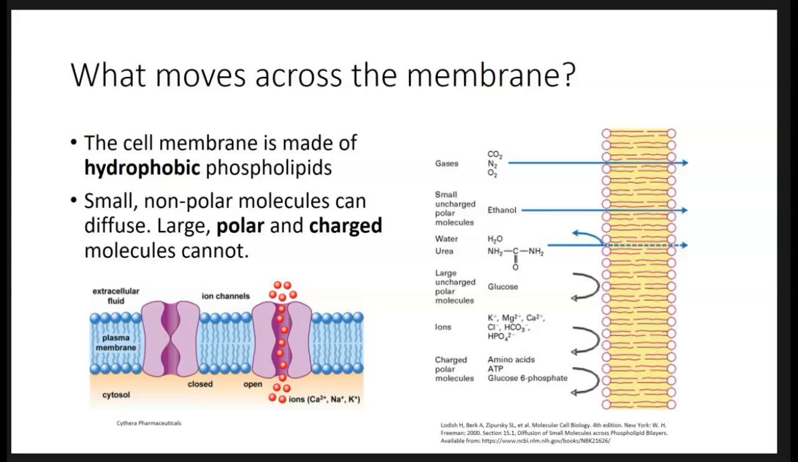So some molecules are able to move through this barrier if they are small and nonpolar, such as gases like carbon dioxide. However, large, polar, and charged molecules, because they are hydrophilic, because they do not interact well with the nonpolar hydrophobic phospholipid tails, they do not move easily across the membrane. And so protein channels in the membrane are necessary for selectively allowing things like ions in and out of the cell.